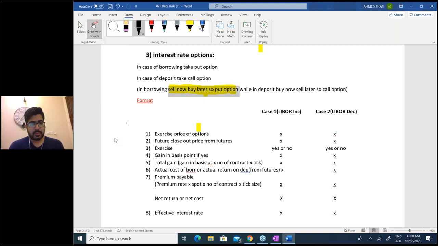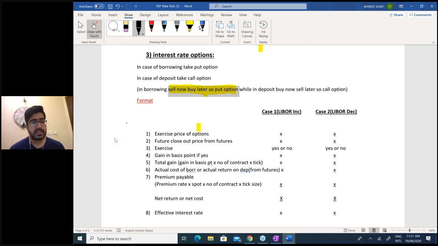Okay. Now the first thing you have to mention is the exercise price of options. Then you need to compare it with the future closeout price, get it from futures. Then you need to decide whether to exercise, yes or no. I will tell you how to take this decision. Then you need to write gain in basis points if yes. Then you need to write total gain.